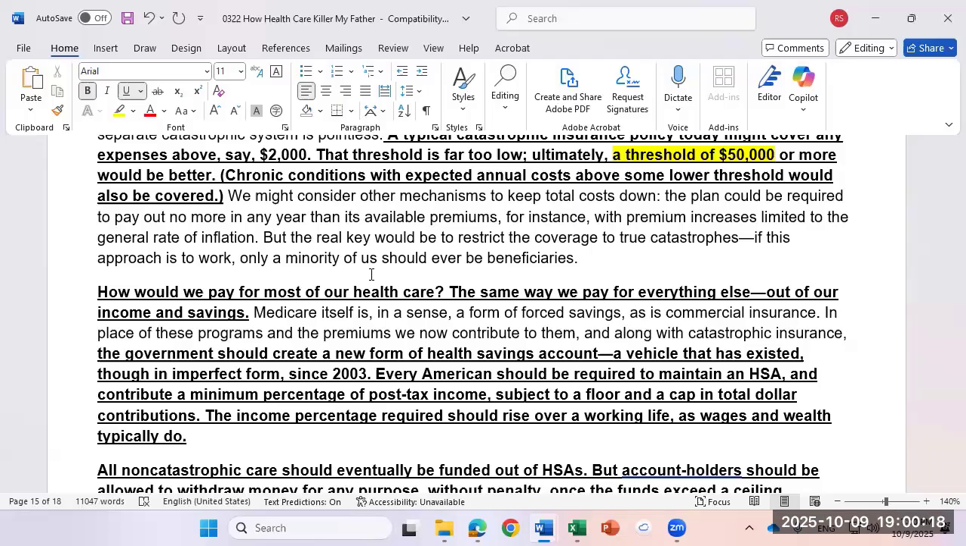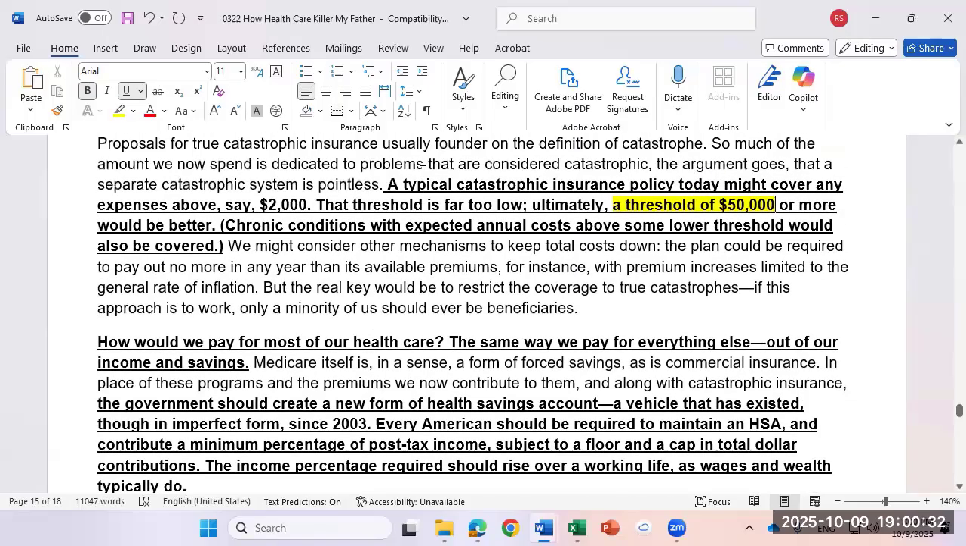What is he recommending? When you're young, you set aside money for healthcare because you don't need it. When you're old, you spend that. If you're young and unfortunately have one, then you have to use debt. And then when you're older and you recover, you can pay it back. That's what he's recommending. Is that pretty radical? A typical catastrophic insurance policy might cover anything over $2,000. That is far too low. A threshold of $50,000 or more would be better.